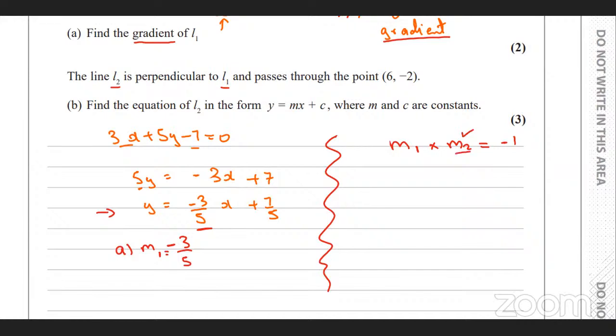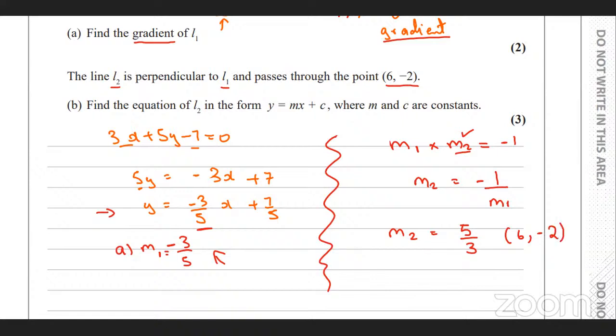So I did not read the question. I'm just trying to do as much as I can, just so things become very easy. So M2 is -1 divided by M1. What is M1? M1 is -3/5. So this means that M2 would be 5/3. And the other thing which we know about this line is that it passes through the point 6 and -2. The x coordinate is 6 and the y coordinate is -2.